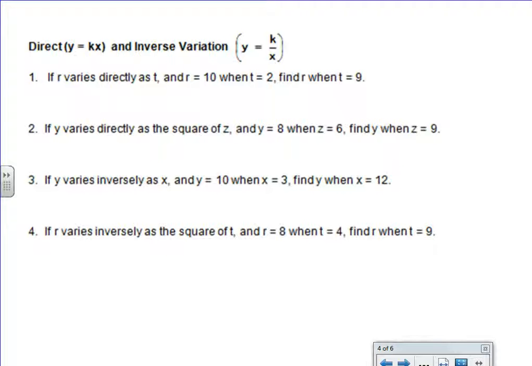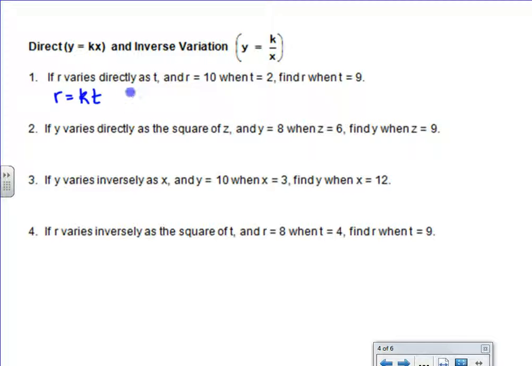Okay, this is probably something you very briefly talked about, direct variation in Algebra 1, and you may have never seen inverse or indirect variation. But these are the equations, k times x versus k divided by x. And our first step is to set up the equation. R varies directly as t. So I'm going to be using this style equation. R varies. There's always a constant of variation called k. And then if it varies directly as t, it's just k times t.